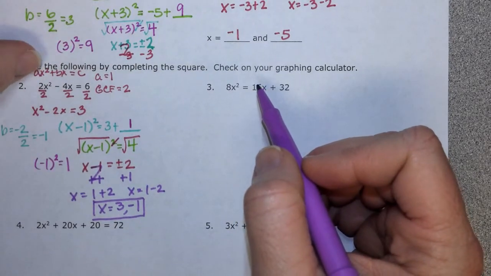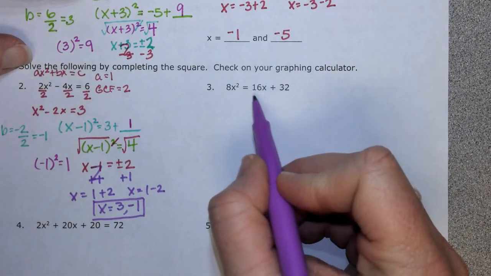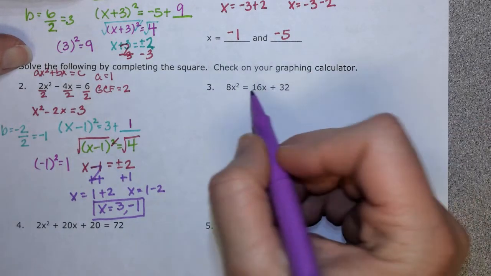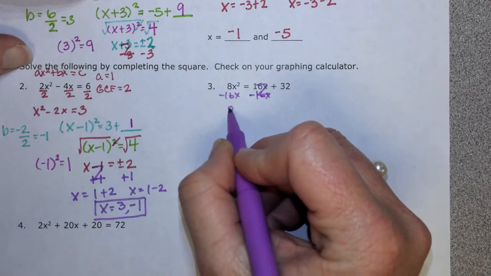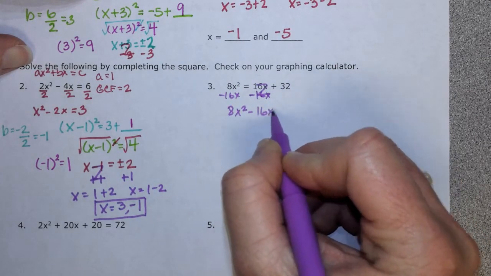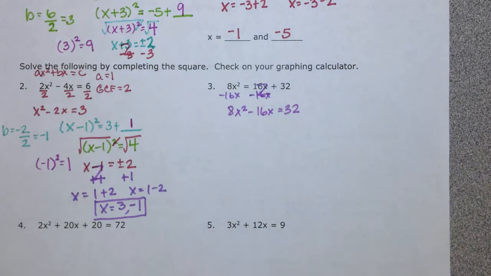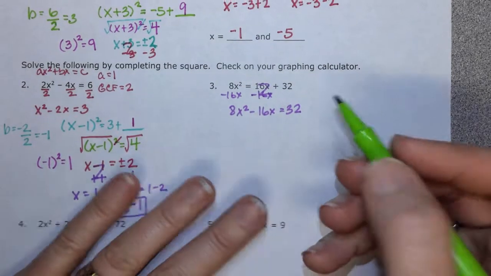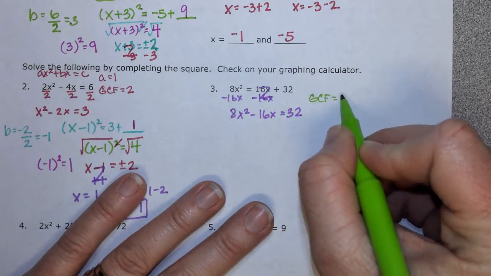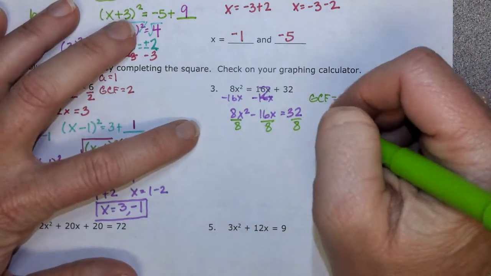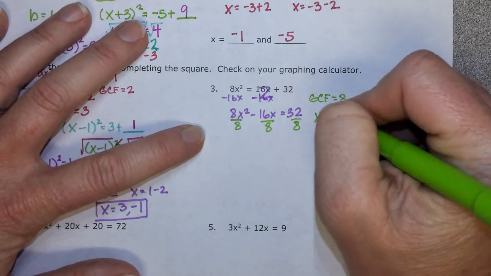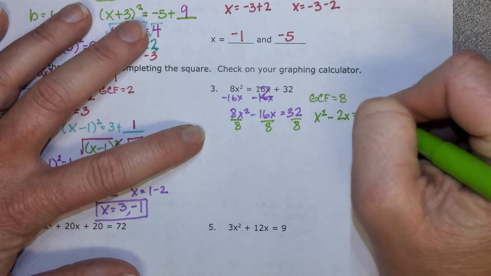So number 3. This one is not in this form right here that I need, so what I'm going to have to do is move my b term over here with my a term. So to do that, I'm going to have to subtract 16x from both sides. So that's going to give me 8x squared minus 16x equals 32. And remember, I have to have an a value of 1, so I have to find my greatest common factor and factor it out. And in this case, my GCF is going to be equal to 8. So I'm going to take each term and divide it by 8. And when I do that, I get x squared minus 2x equals 4.